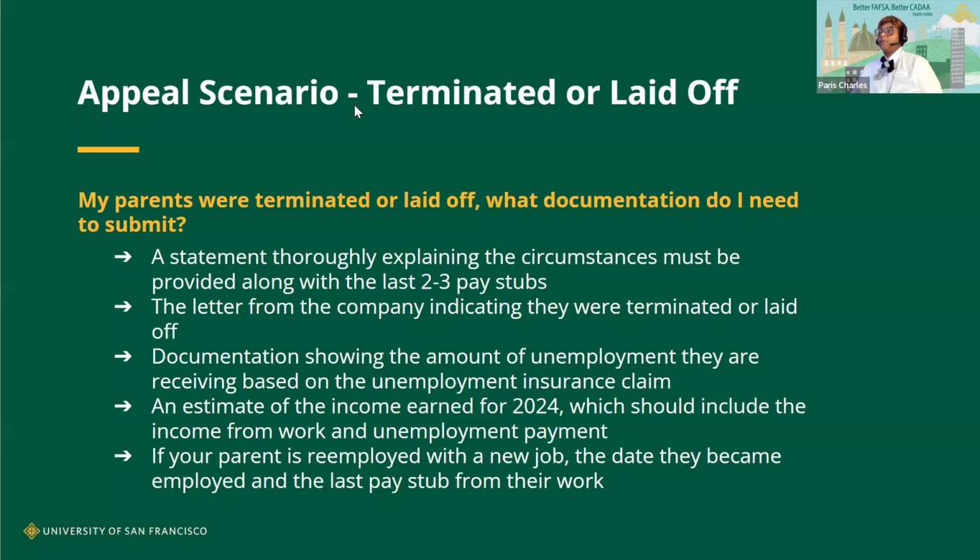If there was a termination or if the parent was laid off, we would need a statement fully explaining the circumstances and the latest 2 to 3 pay stubs, the letter from the company indicating that they were terminated or laid off, including proof of the date that they were, and documentation showing the amount of unemployment they are receiving. And if they are not receiving any unemployment, then a written statement stating that. We'd also need an estimate of the income earned for 2024, which should include the income from work and unemployment payment, or any other income that they're receiving. And if your parent has found a new job, the date they became employed and the latest pay stub from that job.